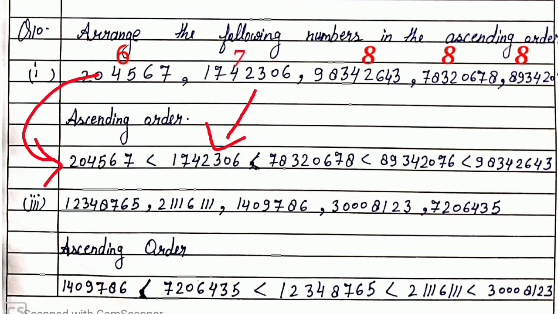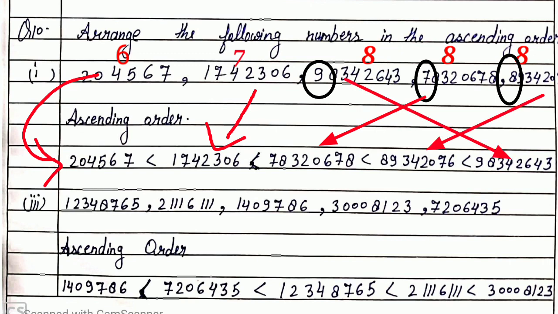So now we will see the crore place. Here in the crore place, 9 is given, then 8, then 7. Now we can easily compare which one is smaller. 7 is smaller, so it will come first, then 8 will come, then 9 will come.